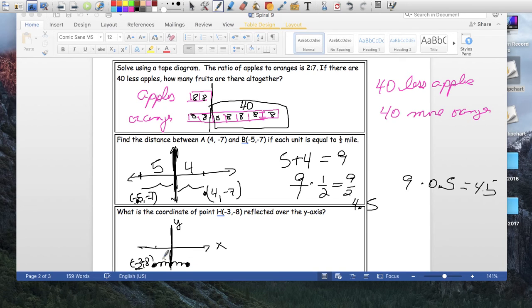So there's my, let's call it, H, and this should be my H prime. So it's going to be the same distance away and the same floor. Okay, so it's still negative 8. But instead of negative 3, it's going to be positive 3 and all the way down negative 8. 1, 2, 3 positive and all the way down negative 8.